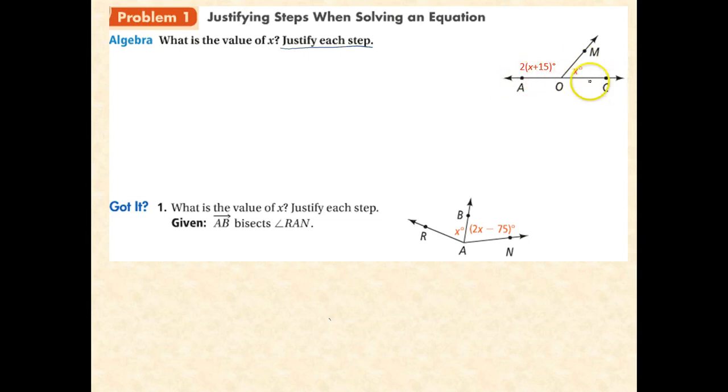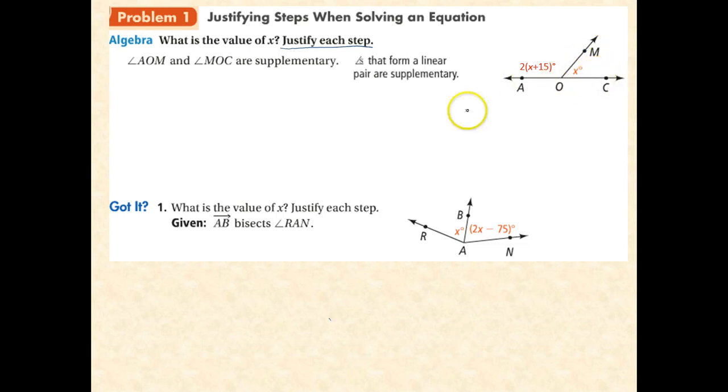Well, we have line AC, and then we have ray OM coming off of that. And it looks like these two angles are a linear pair because they stick together to make a line. So we can say that angle AOM and angle MOC are supplementary because angles that form a linear pair are supplementary. So that means that the measure of angle AOM plus the measure of angle MOC is 180.